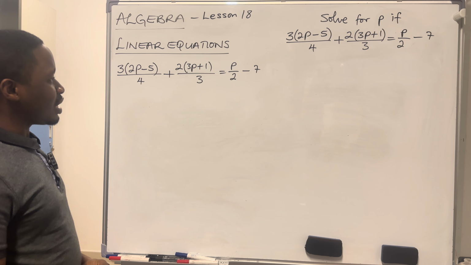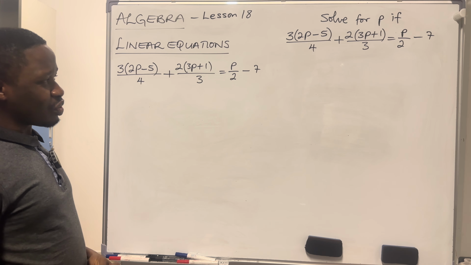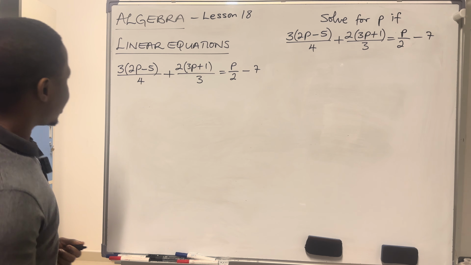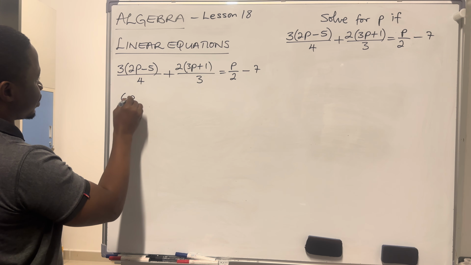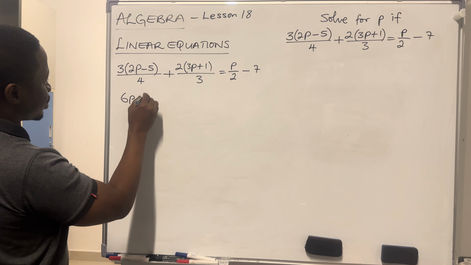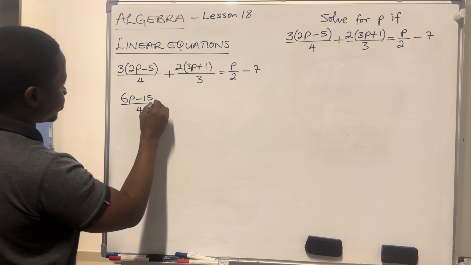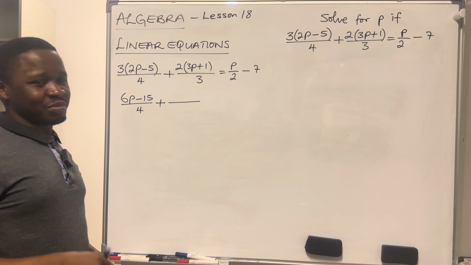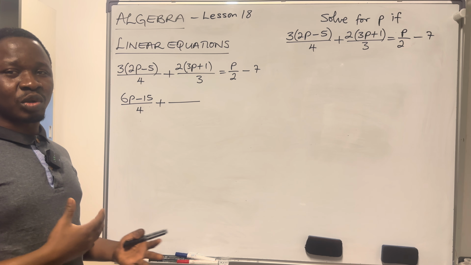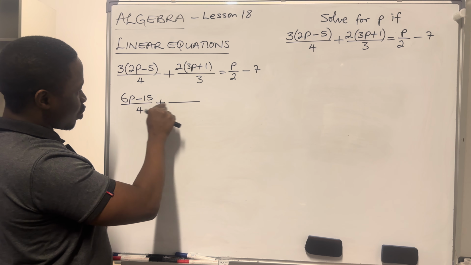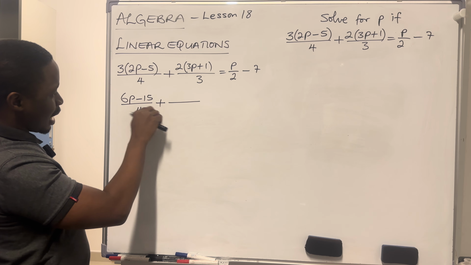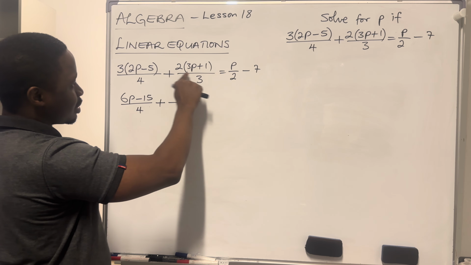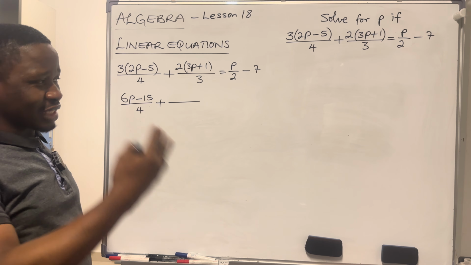So when you are trying to solve a linear equation, the first thing to consider is if there are brackets. If there are any brackets, you expand the bracket. So 3 times 2p is 6p. 3 times minus 5 is minus 15, divided by 4. Mind you, some people cannot write mathematics neatly. The plus has to be aligned with the division lines, the equal sign, everything has to be in order. That's how it's supposed to be.